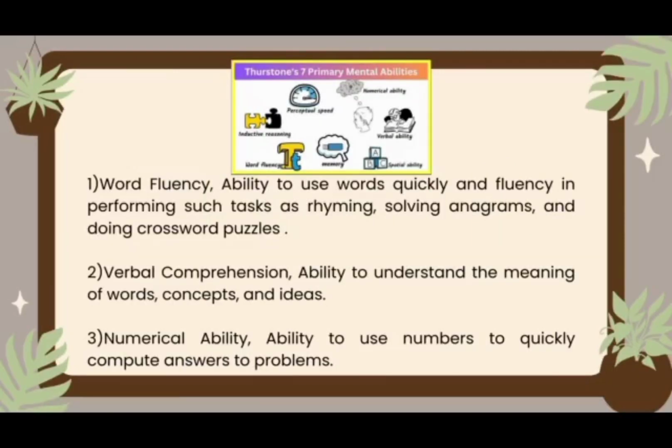The first one is word fluency, the ability to use words quickly and fluently in performing such tasks as rhyming, solving anagrams, and doing crossword puzzles. The next one is verbal comprehension, the ability to understand the meaning of words, concepts, and ideas. The next one is numerical ability, the ability to use numbers quickly to compute answers to problems.